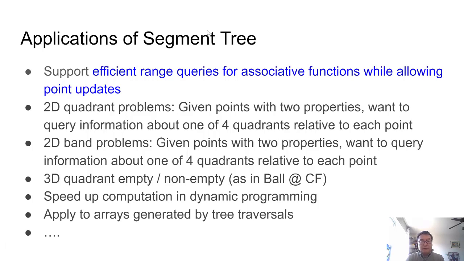And we've seen that sometimes we use a segment tree to speed up computation in dynamic programming, because when you are computing things, you may realize, oh, I want to count this, or I want the max or min in some range. Then a segment tree can help with that. And we can apply a segment tree to arrays generated by tree traversal. In fact, I didn't talk about that, but one way to efficiently compute LCA, the lowest common ancestor, is to use a segment tree and tree traversal. That may be covered in a later topic. So that's it.